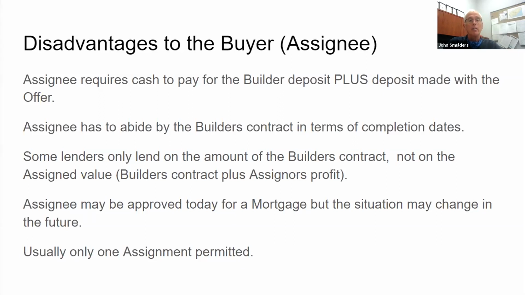Another disadvantage for the buyer, and certainly this has changed during COVID: the assignee may be approved today for a mortgage, but the situation may change in the future. Say 6 months ago, a buyer was approved for a mortgage for an assignment, but now the other income earner in the family has lost their job. Uh-oh, that's no good. Now you're going to be in trouble. That's actually happening for not just assignments today. That's happening for a lot of sales, where people really have to scramble for mortgages because one person has lost their job in the family. So it causes problems, not just for assignments, but for all sorts of different situations out there today.